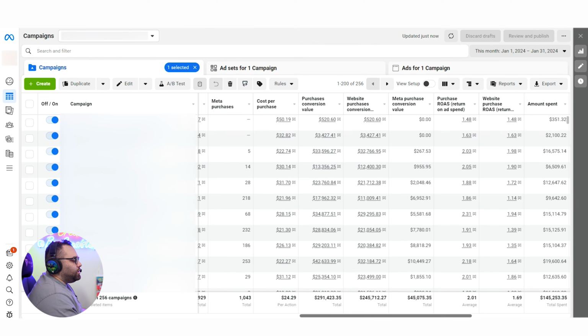But if I had 1000, I would put a lot of ads inside an Advantage Plus and I would run it like this. I hope that this explains how many ad sets you should put in a CBO campaign and how you can actually calculate it.